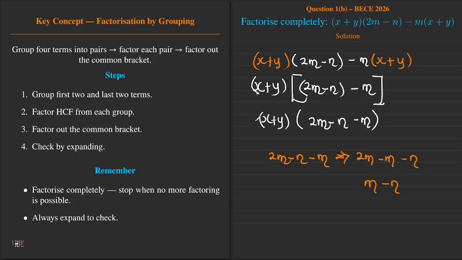Hence, from this particular step, we have x plus y, which remains as it is. Then this bracket, which we have simplified, becomes m minus n.